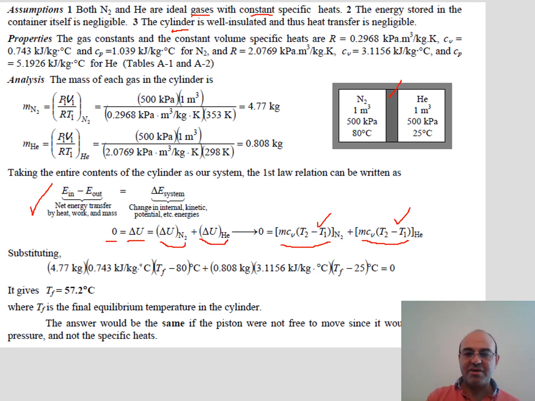So if we plug in the numbers, now you need the mass of nitrogen and the mass of helium. How to find them? From the ideal gas law, PV equals mRT, for each compartment. The initial pressure is known, 500 for both of them, the same pressure. Volume is known, temperature is known. Need to convert the temperature to Kelvin. So we can go ahead and find the mass of each of these gases.